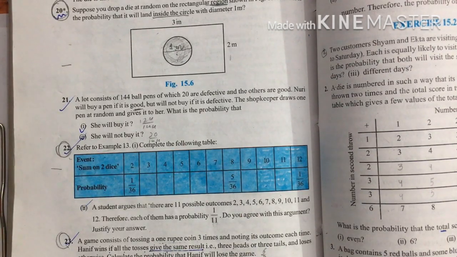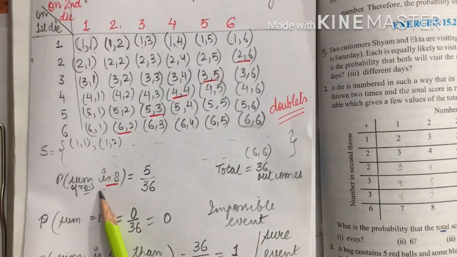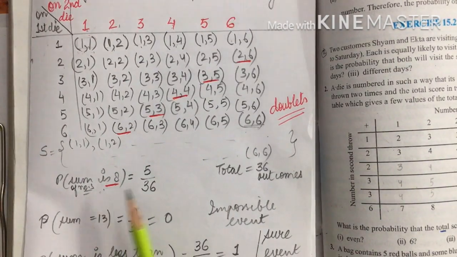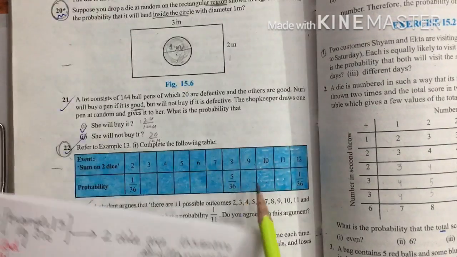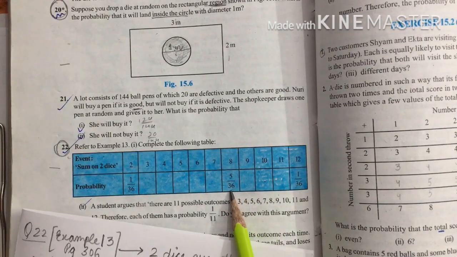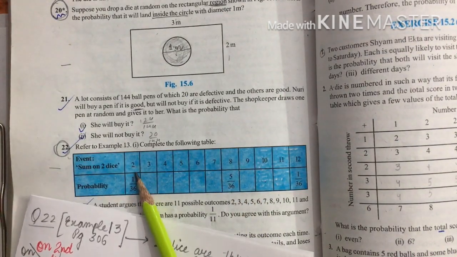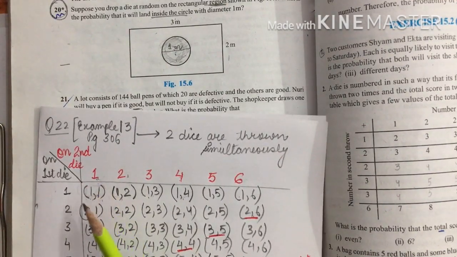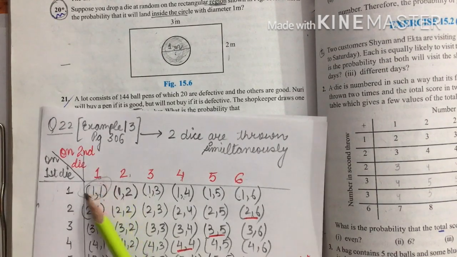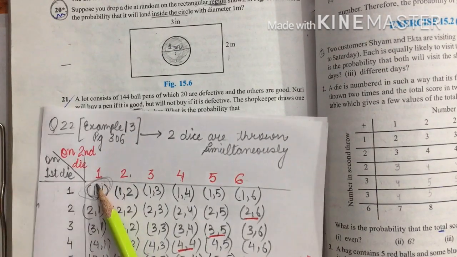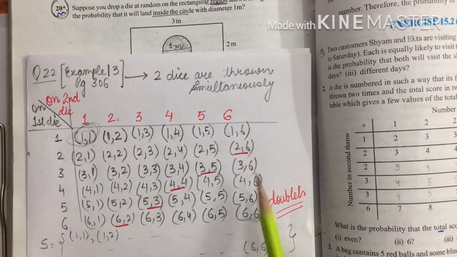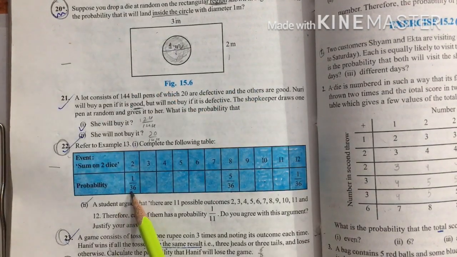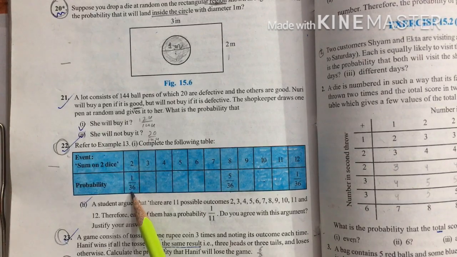So I have the answer with me right here if you want to take a look. We calculated the probability that the sum is 8 is 5 by 36, and they've already filled it here. The probability that the sum will be 2. There is only one case, the first one, where we have 1 on both dice. So this one has sum 2. One outcome out of 36 outcomes will give me a total 2. That's why the probability is 1 out of 36.